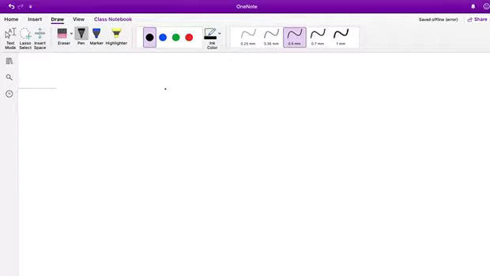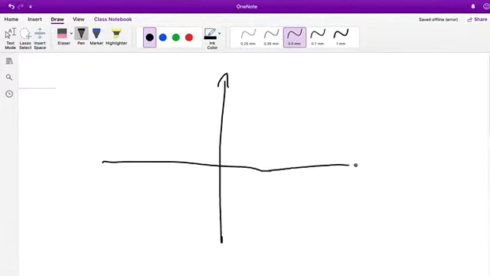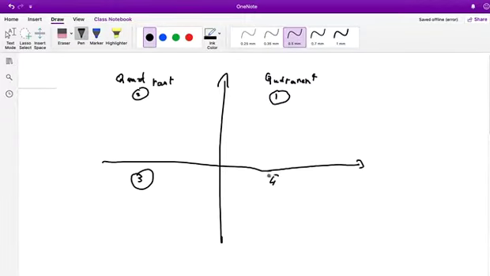Here we have the axis of y and the axis of x. By order we start naming. We name this one quadrant number 1, this one quadrant number 2, this one quadrant number 3, and this last one quadrant number 4.